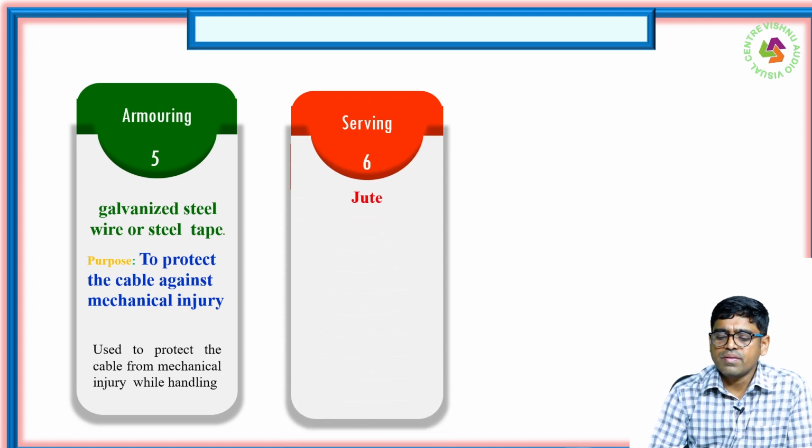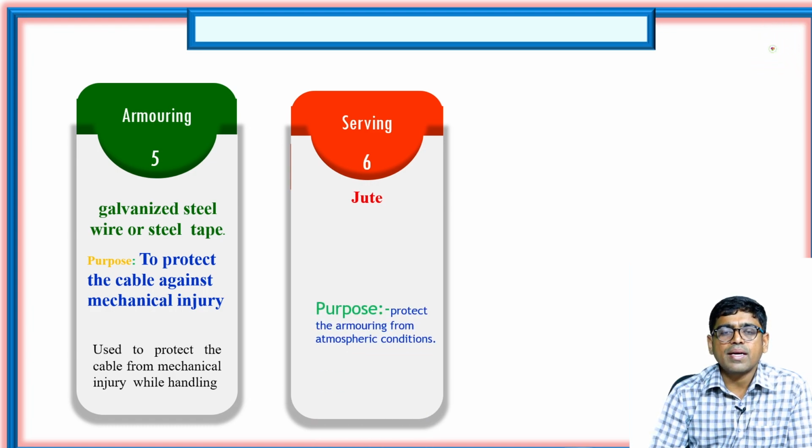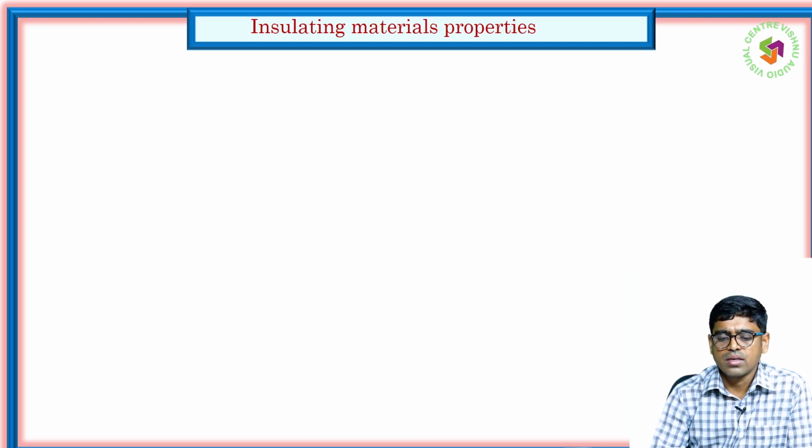So the purpose of this serving, and the material we are using is jute, is to protect the armoring from the atmospheric conditions. So we need to protect from the atmospheric conditions. The servicing is another layer we are using.